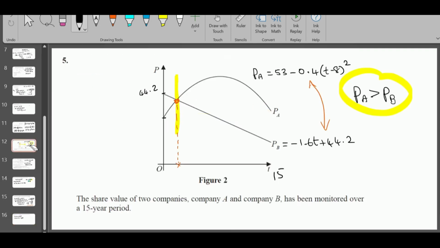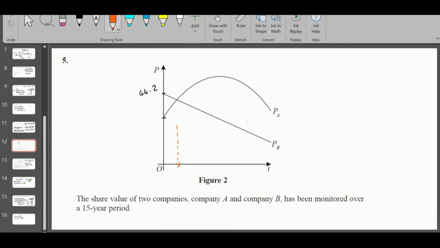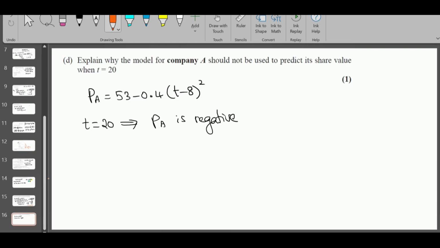Why are we getting negative? If you look at the graph, right? Here actually, the graph is given till 17. When you extend this axis till t is 20, the graph will be somewhere here. It's going to go down when t is 20. So the share value will be negative, right? So you need to write PA is negative. Therefore, the model should not be used to predict its share value when t is 20. You can just write this.